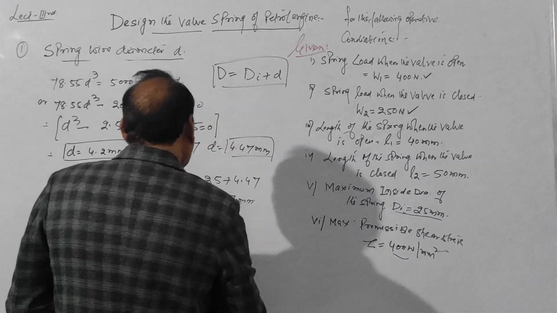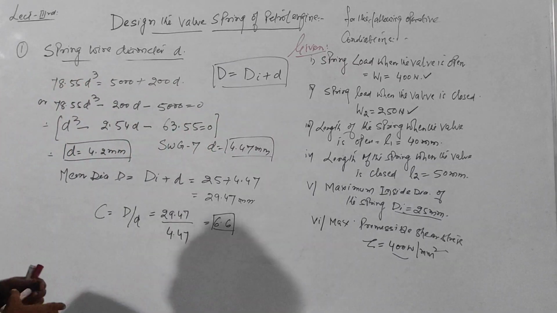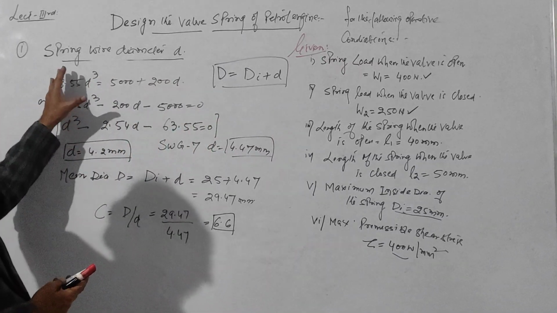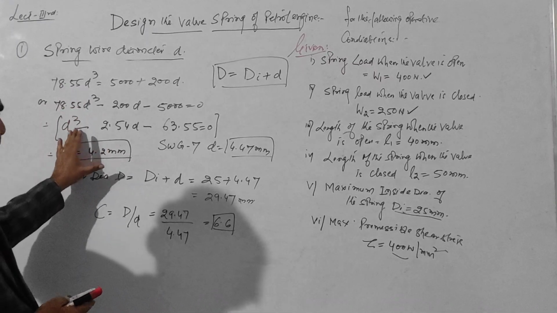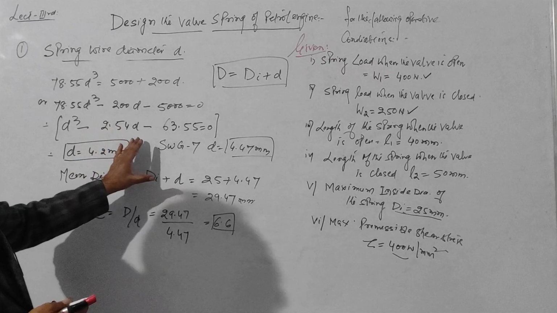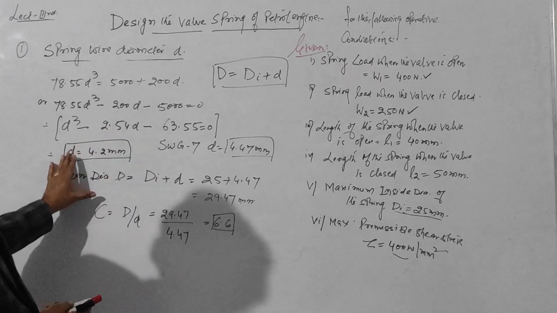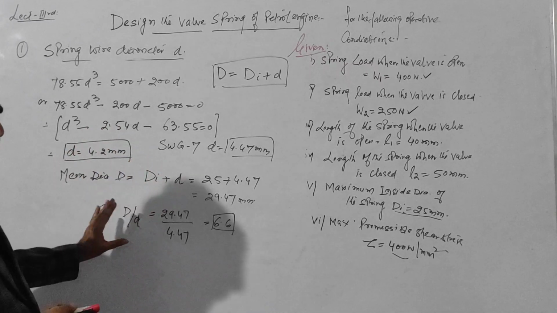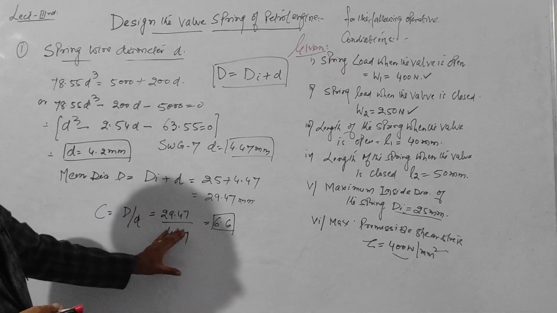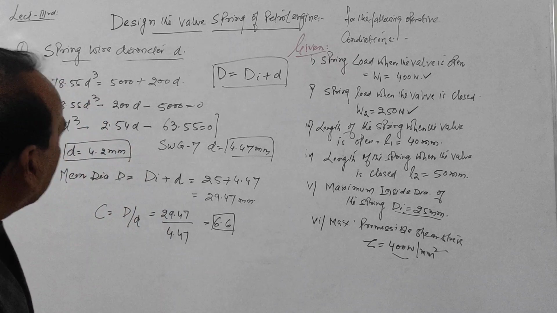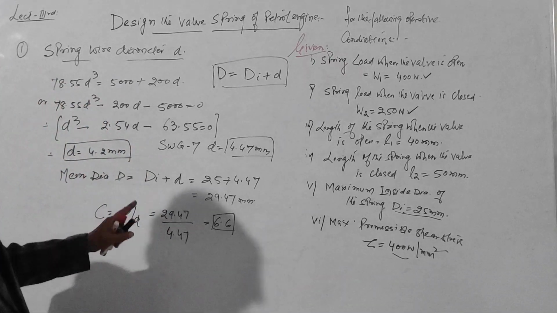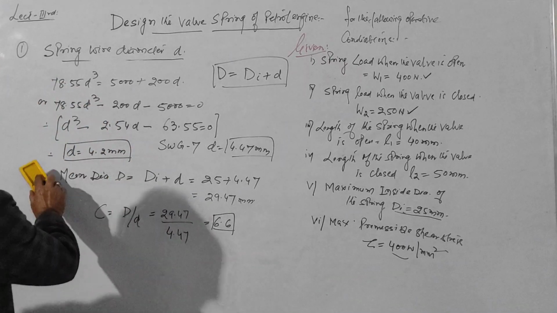Right? Now see, by using this method, we have calculated the diameter of the spring wire, the mean diameter of the spring coil, and the spring index here. Right? So now what we will do? We have got the spring index also here. So I will rub it now.